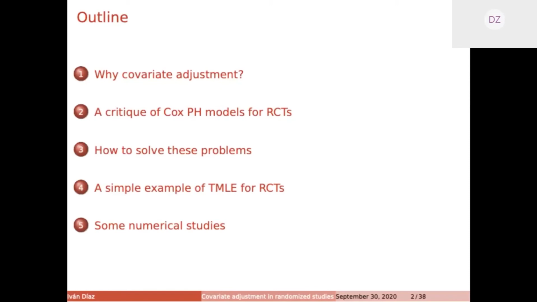Then I'll go on to discuss how TMLE actually can solve some of these problems that Cox PH has, and I'll go through a short example of TMLE for RCTs. And then I'll share with you a number of numerical studies where we look at the efficiency gains and all the reasons to use TMLE in randomized trials.